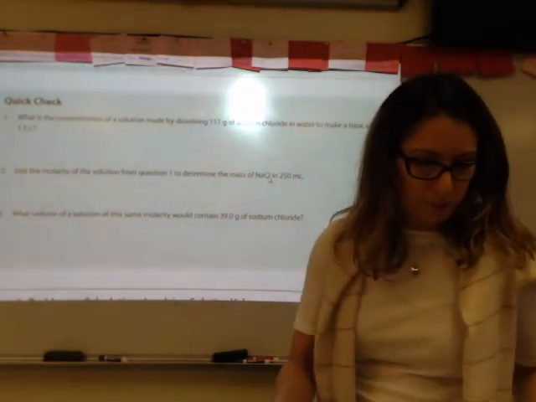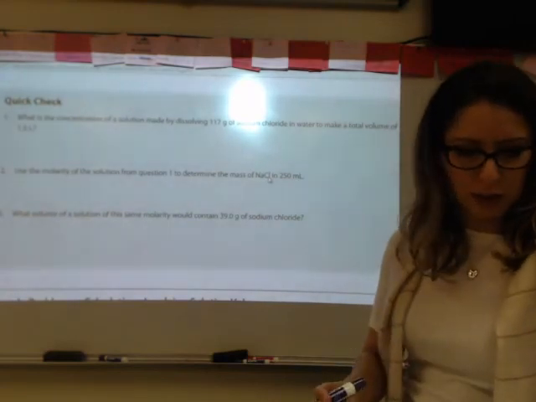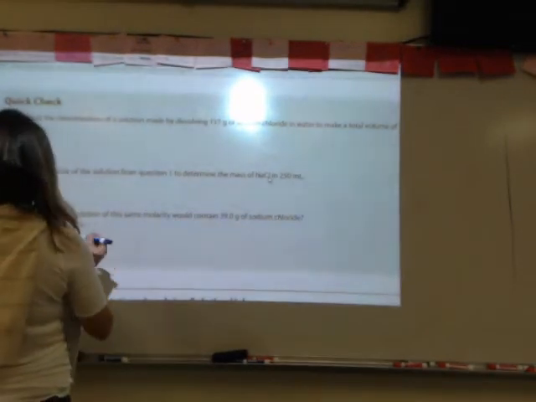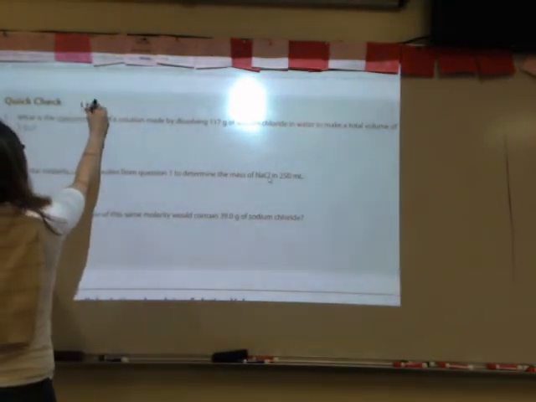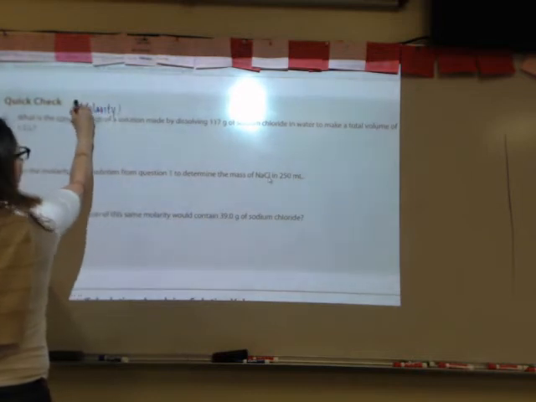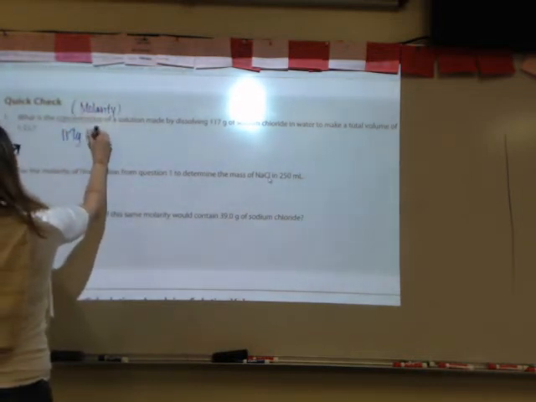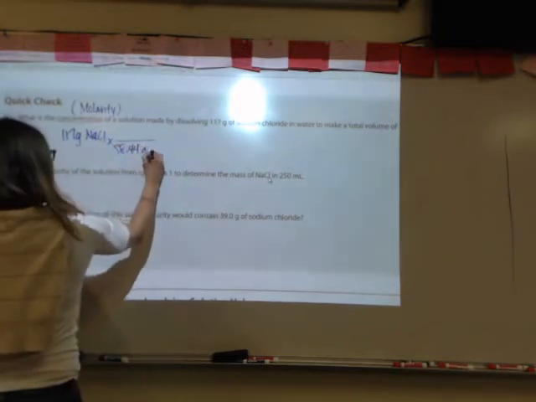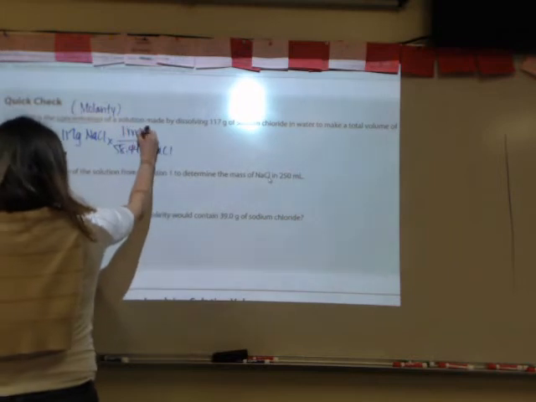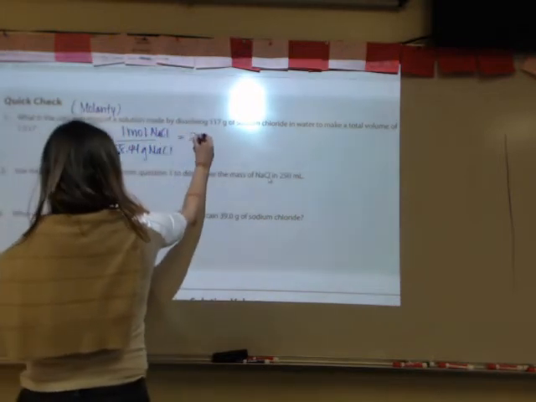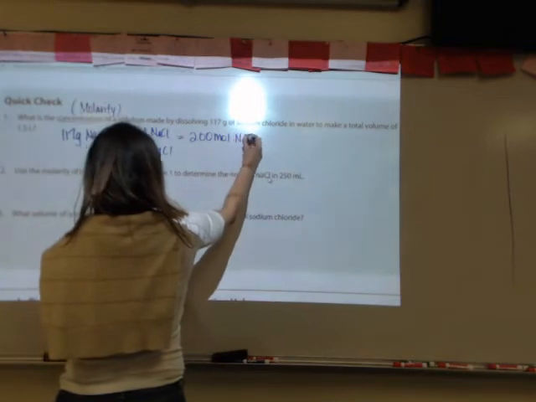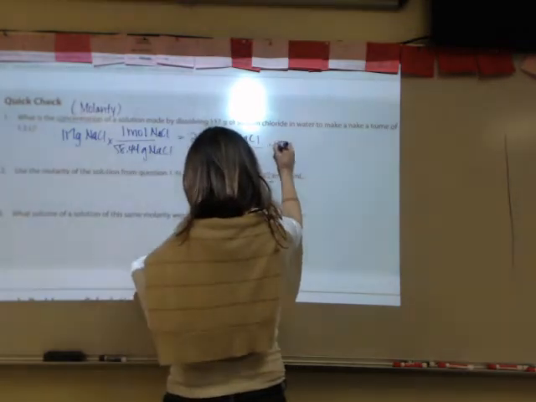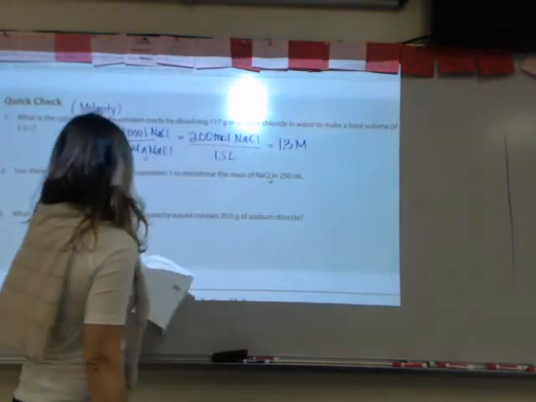So, for instance, if you have 117 grams of sodium chloride and you're going to a volume of 1.5 liters, what's the concentration? Meaning, what is the molarity? So you have to convert grams to moles by dividing by the molar mass. And once you get moles, divide it by liters to give you molarity.